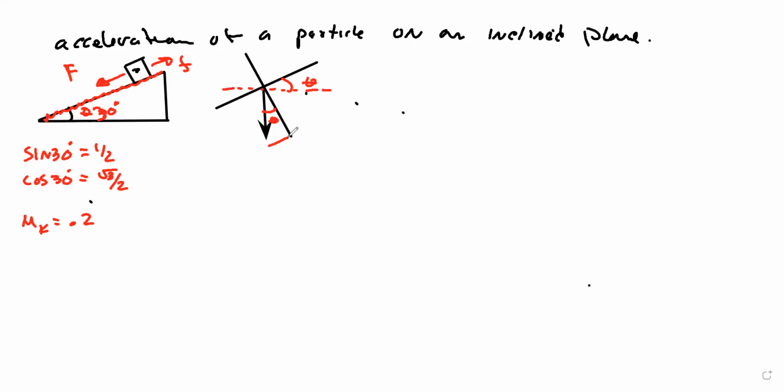And we're going to have a component for the weight. This is going to be mg, which is the weight. And this component here is going to be mg sine of theta. And we're going to have another component that comes this way on the axis. This is the y-axis, and this is the x-axis. So on the negative y-axis, we can have a component which is going to be mg cosine of theta.